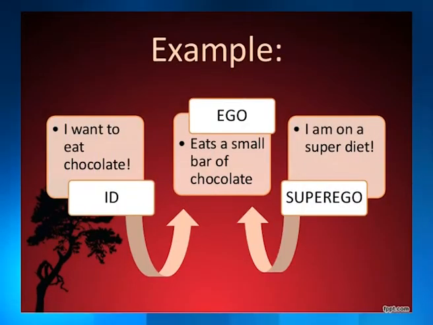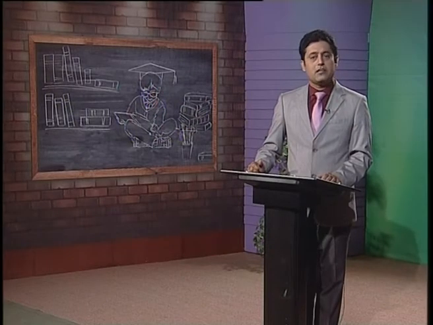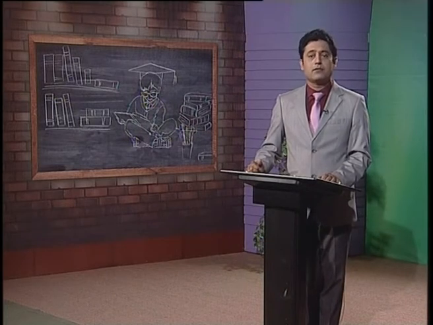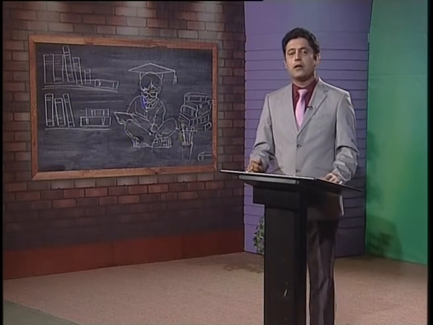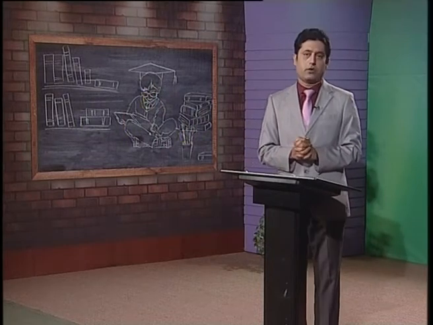Let's talk about the superego. The superego is concerned with the social rules and morals, similar to what many people call their conscience or their moral compass. It develops as a child learns what his or her culture considers right or wrong.